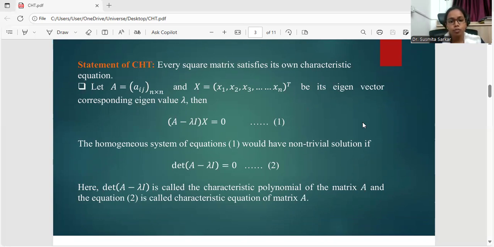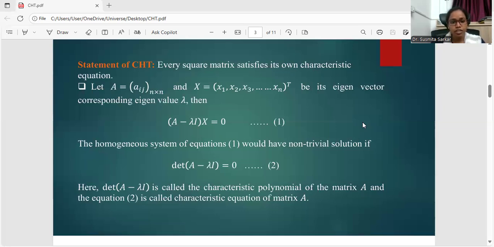To find the characteristic polynomial, let A be a square matrix of order n by n. That is A equal to [aij] n by n matrix, and X is a column vector of order n by 1, which is equal to x1, x2, up to xn, the eigenvector corresponding to the eigenvalue lambda. Since lambda is the eigenvalue of a square matrix A, then we know from the definition of eigenvalue and eigenvector, Ax equal to lambda x, and after calculation we get (A minus lambda I) x equal to 0.